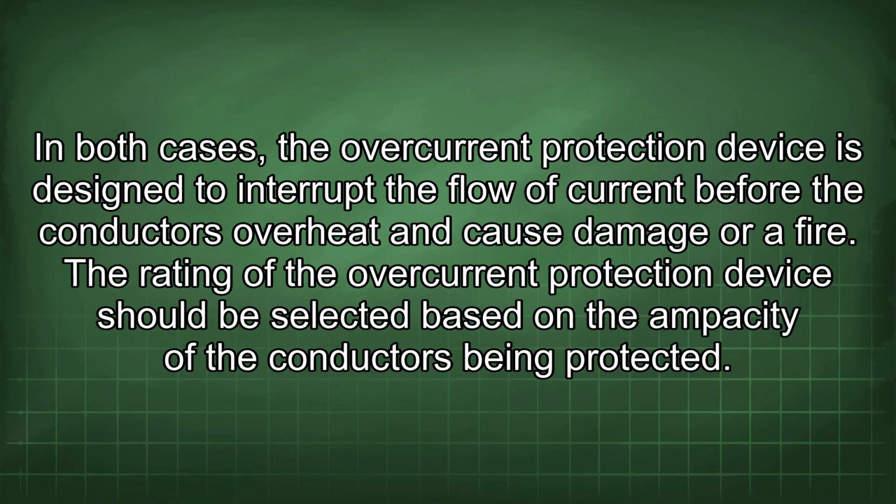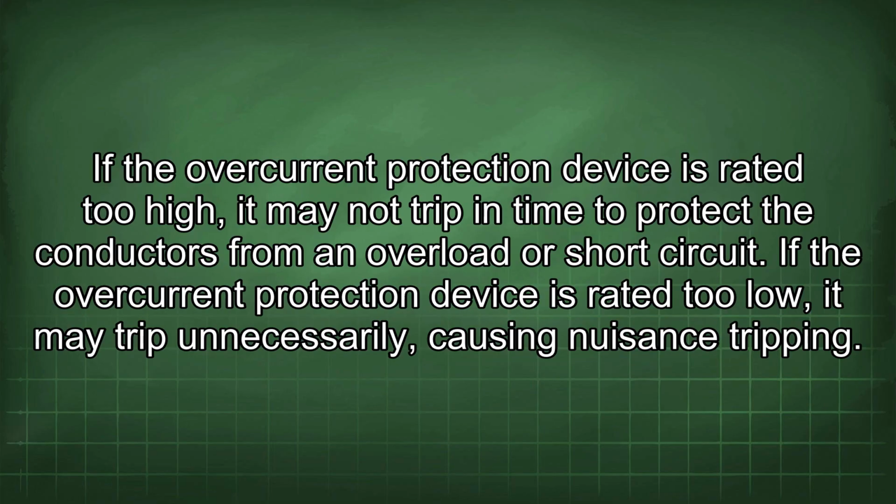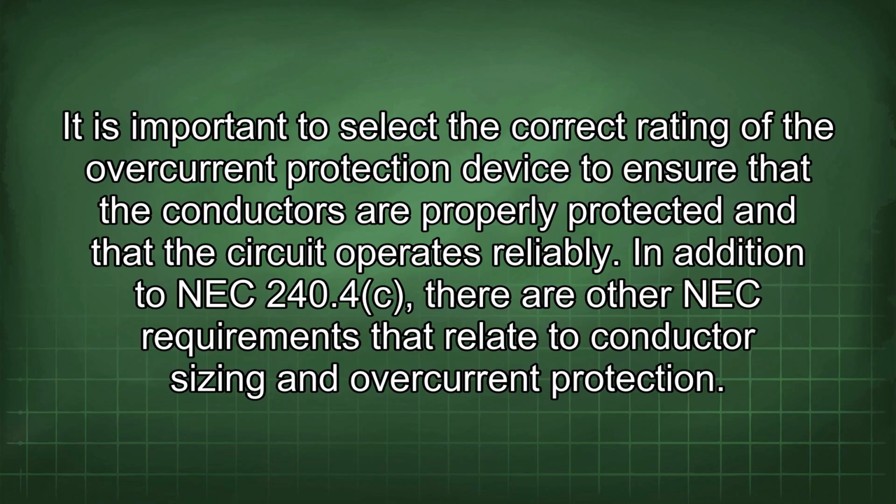The rating of the overcurrent protection device should be selected based on the ampacity of the conductors being protected. If the overcurrent protection device is rated too high, it may not trip in time to protect the conductors from an overload or short circuit. If it is rated too low, it may trip unnecessarily, causing nuisance tripping. It is important to select the correct rating to ensure that the conductors are properly protected and that the circuit operates reliably.